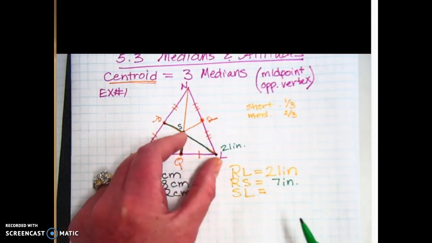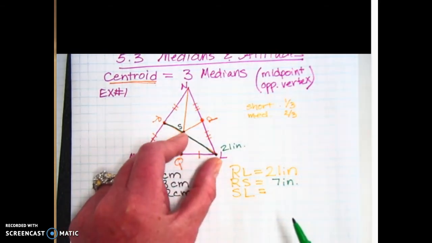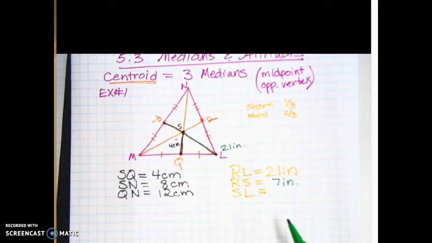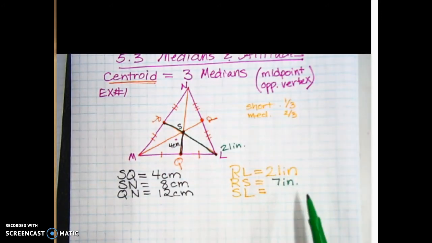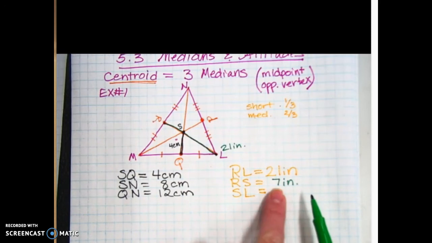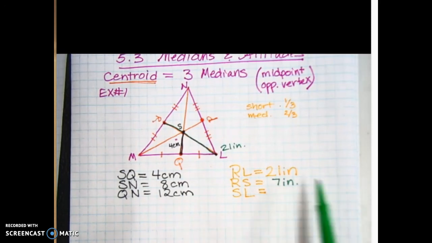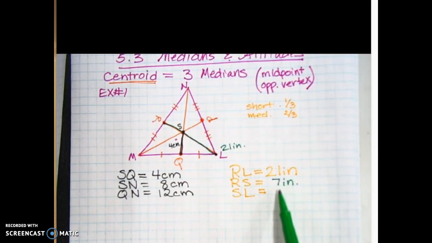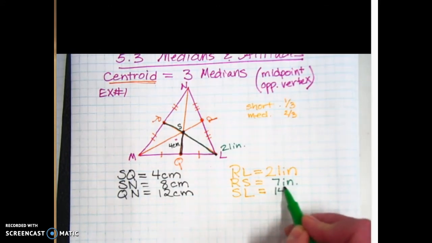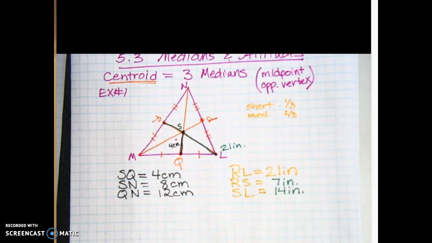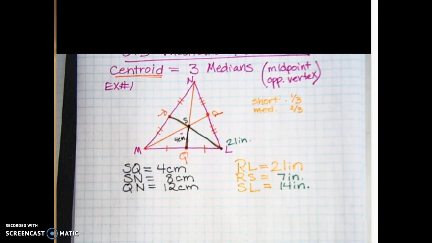Now we need SL. How do we get SL? You can subtract them or double this. There's 2 ways. So you can either start with 21, subtract 7, or you can take the 7 and multiply it by 2 and get 14 inches. So there's 2 ways to get that one. All right. Any questions on example number 1?